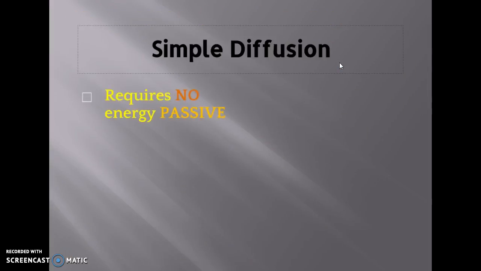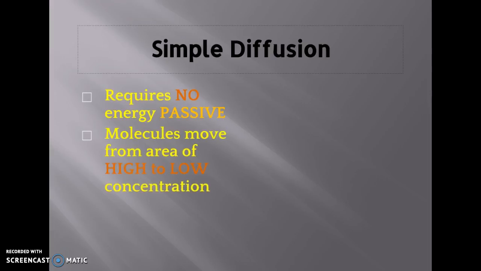Now, if we have oxygen or carbon dioxide that can easily pass through the membrane, it's called simple diffusion. We don't need energy, so we call it passive. It's going to happen naturally, and molecules are going to move from an area of high concentration to an area of low concentration. So what I mean is they're going to move from an area where we have a lot of oxygen to an area where we have a little bit of oxygen.